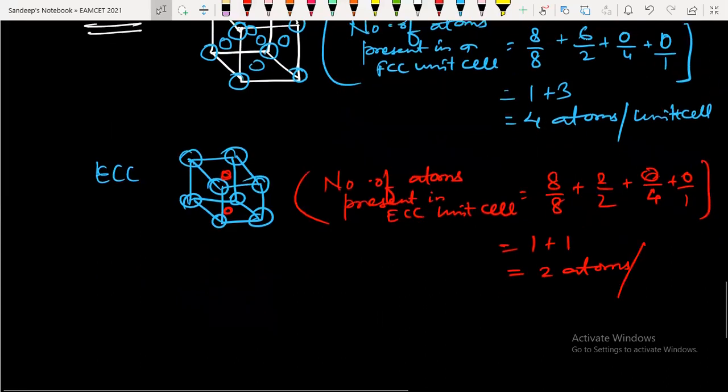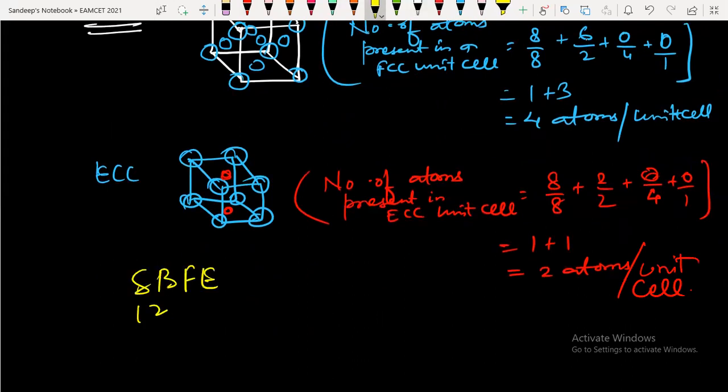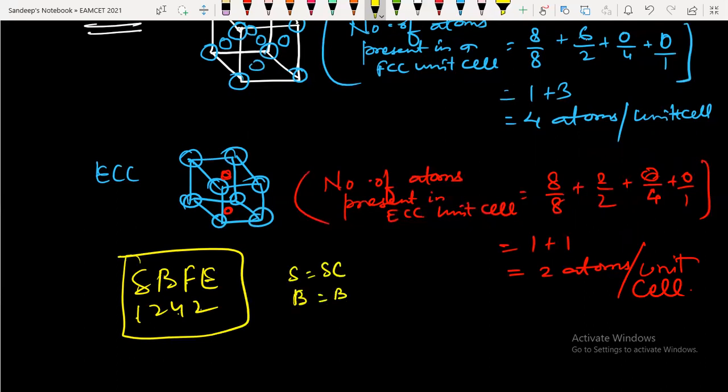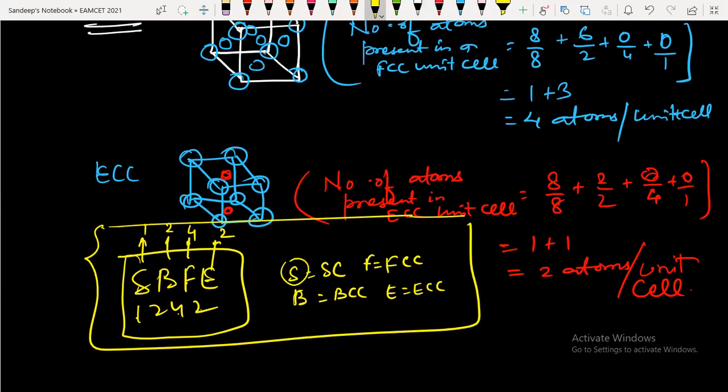Now I will give you a trick which will be really helpful if you remember it: 1, 2, 4, 2. So simple cubic has 1 atom per unit cell, body centered 2 atoms, face centered 4 atoms, end centered 2 atoms. You can remember S for simple cubic, B for BCC, F for FCC, and E for ECC. Also keep in mind, S for single, single means 1, B means 2, F means 4, and end means 2, as any object has 2 ends. So this is the trick. This will help you solve a question in board and competitive exams. So keep this in mind.